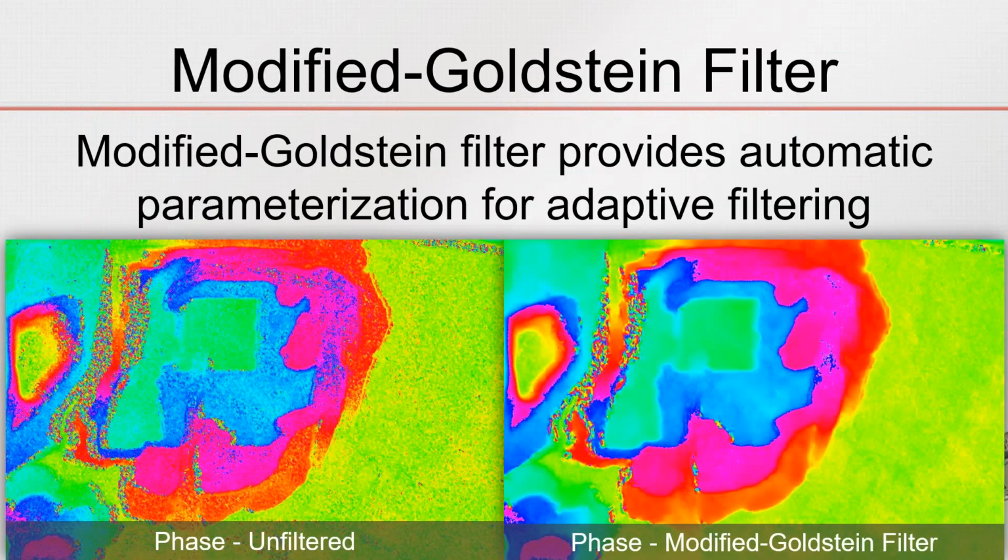This is just an example of why the modified Goldstein filter really helps with the phase unwrapping. You can see on the right, the amount of noise in the interferograms is greatly reduced, which helps the phase unwrapping algorithm to more efficiently process data and resolve the phase unwrapping within data sets.